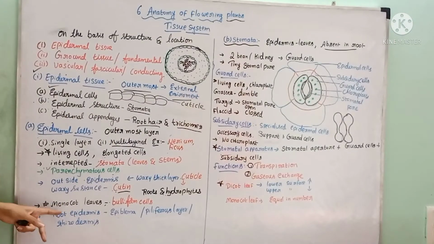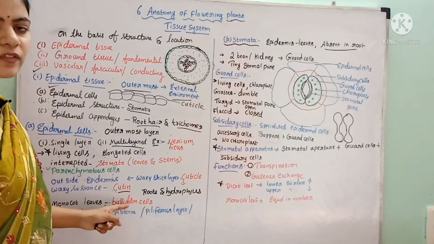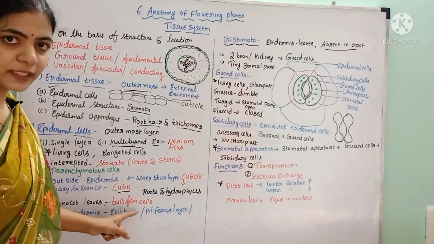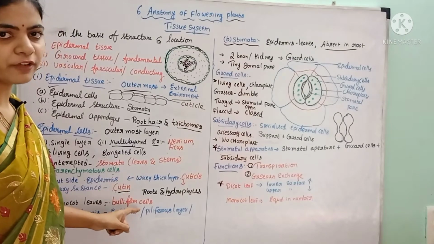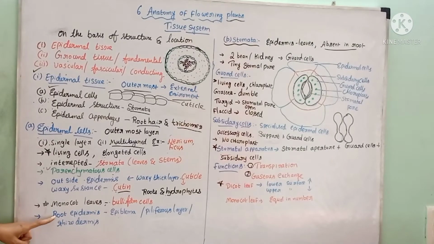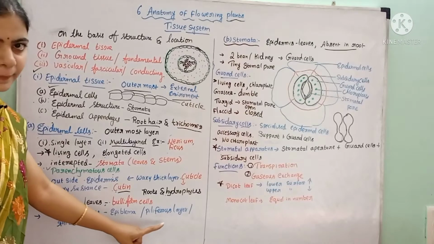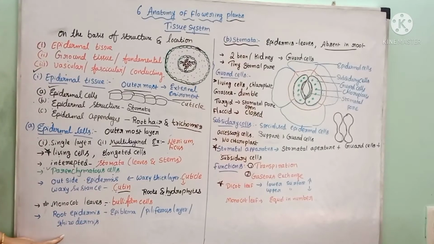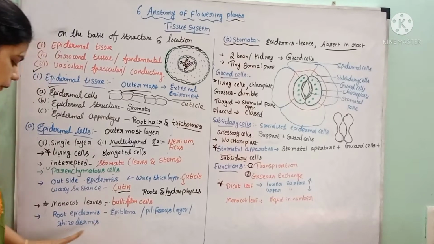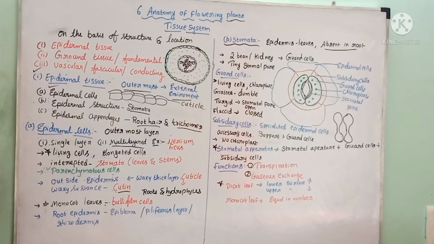And in monocotyledons, there is a special type of cell present in the epidermis. They are called bulliform cells. About these bulliform cells we will study in the anatomy of the monocotyledon in detail. And the root epidermis is also called epiblema, or piliferous layer, or rhizodermis. We can call it by these three names.